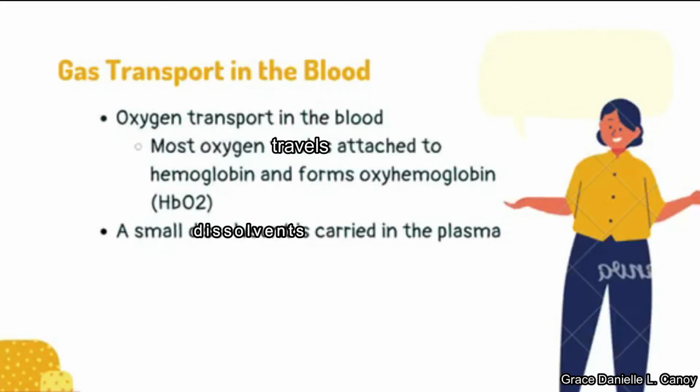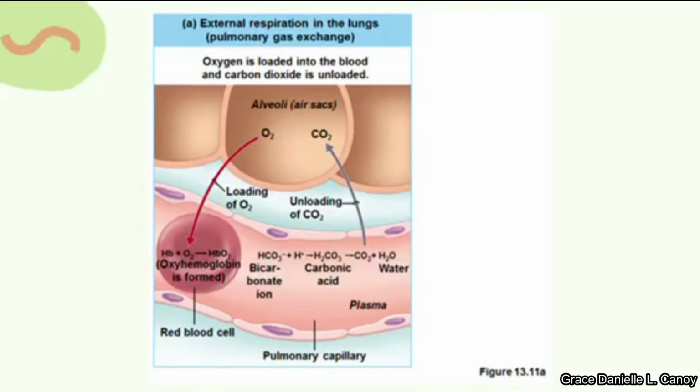Now, let's discuss gas transport in the blood. So how is oxygen transported in the blood? Most of the oxygen is loaded and attached to hemoglobin, and these two form HbO2, or oxyhemoglobin, while some of the oxygen is carried in the plasma. Now, as you can see in the picture, oxygen is loaded into the blood and carbon dioxide is unloaded. From our alveoli, we have our oxygen, and oxygen can jump in and bind to the hemoglobin, and this is how oxyhemoglobin is formed.